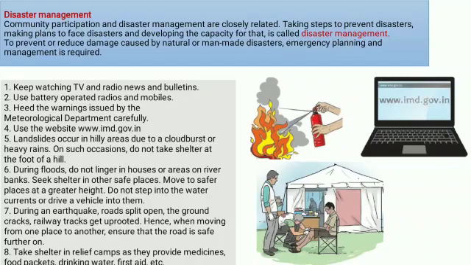You are managing how to fight against disaster, how to prevent disasters. You plan something which can stop disaster. That is called disaster management. To prevent or reduce damage caused by natural or man-made disasters, emergency planning and management is required.